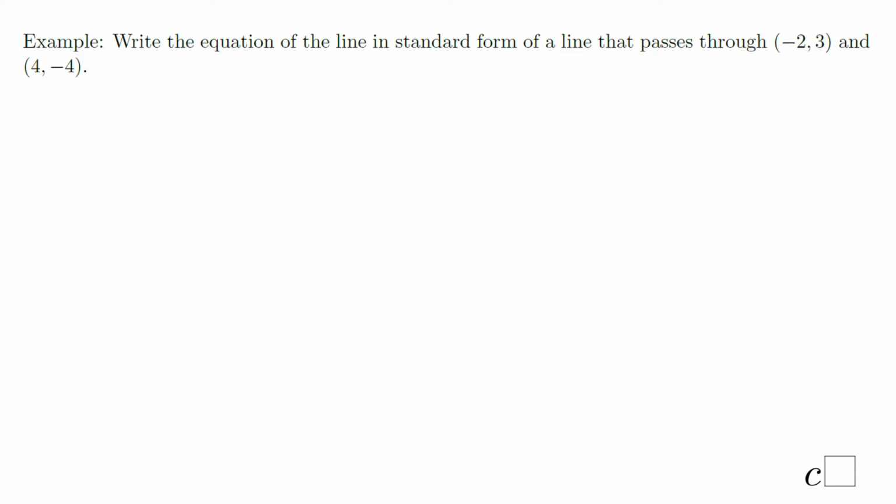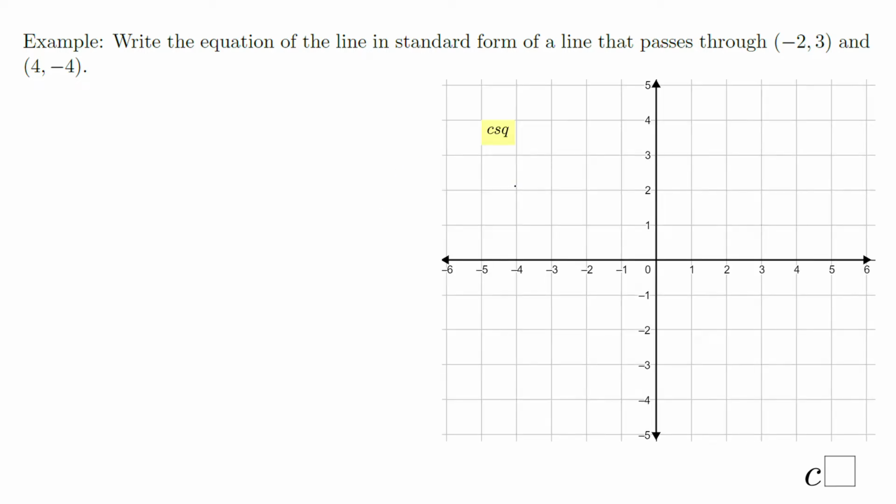Let's move to the second example. Write the equation of the line in standard form, still of a line that passes through (-2, 3) and (4, -4). Again, if you want to approach it graphically, we can plot the points (-2, 3) and (4, -4). Right here, this is the line. I expect to get a negative slope for this line. So let's see what we get here.